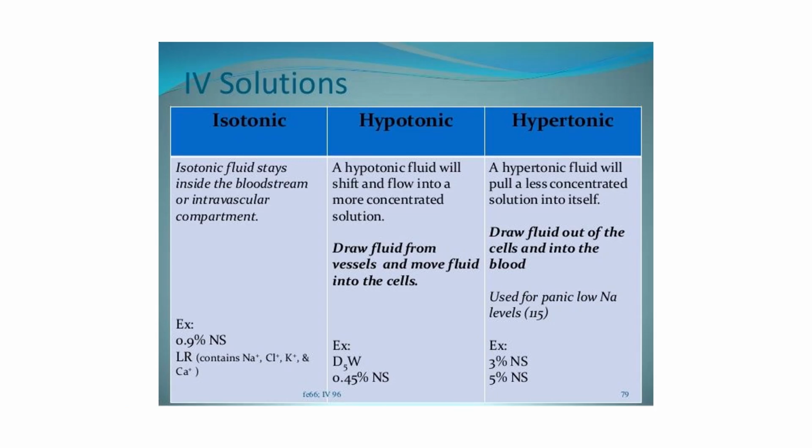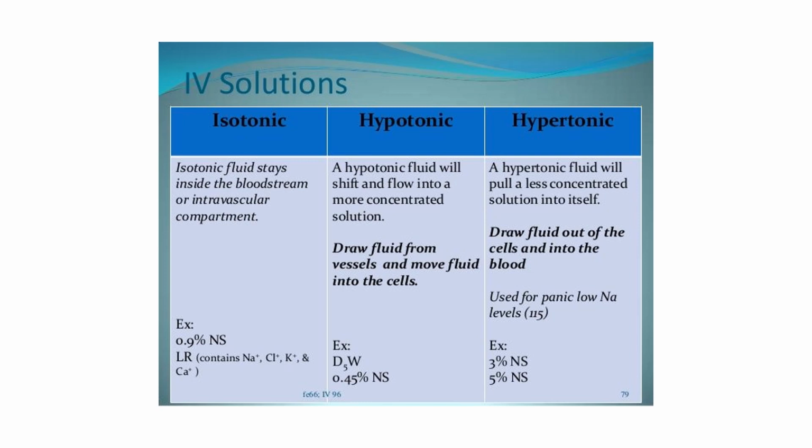So I won't spend too much time on this slide. This is a bit of repetition. Repetition's good though at the beginning. So isotonic fluids, perfect example, 0.9% normal saline or lactated ringers. Notice that lactated ringers does have salt or sodium and chloride. It has tiny bits of potassium and calcium as well. We tend to use lactated ringers in burn patients.